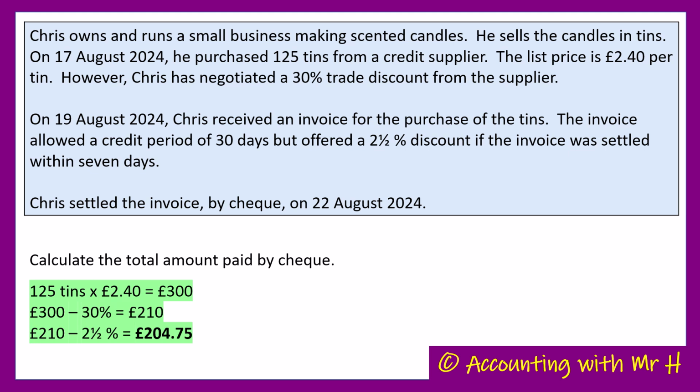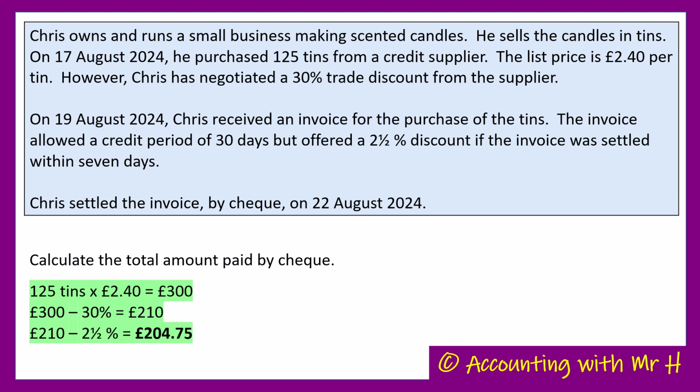And there you can see the correct answer, £204.75. So 125 tins at £2.40 each gets us to £300. And he had negotiated a trade discount of 30%. So we can take that 30% off the £300, which brings us down to a total due on the invoice. It would have been £210. He was offered a cash discount of just 2.5% if he paid quickly.